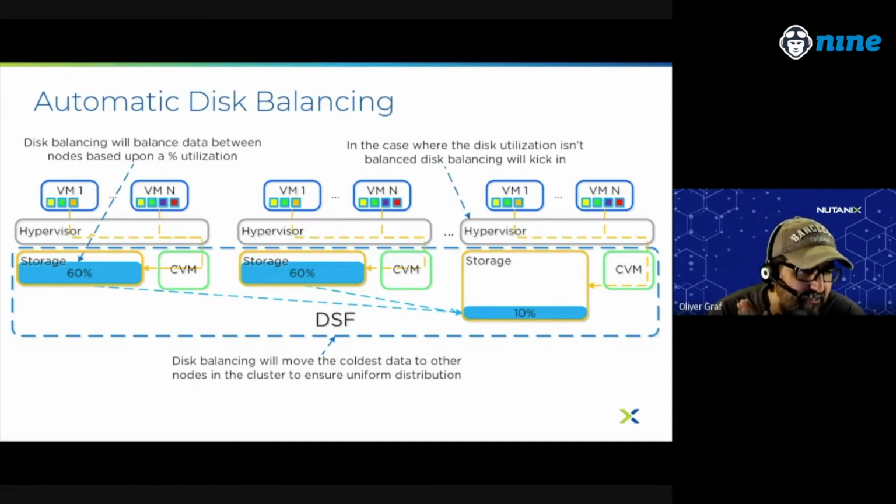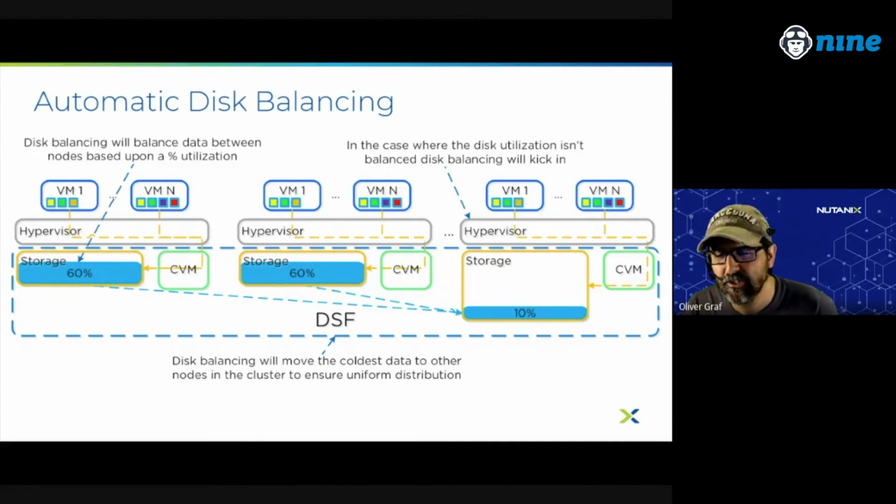Then disk balancing. As well, DSF has a native feature called disk balancing, which is used to ensure uniform distribution of data throughout the cluster. Disk balancing works on a node's utilization of its local storage capacity and is integrated with the DSF Information Lifecycle Manager. Its goal is to keep the utilization uniform among nodes. Once the utilization reaches a certain threshold, disk balancing will step in to do this balancing.